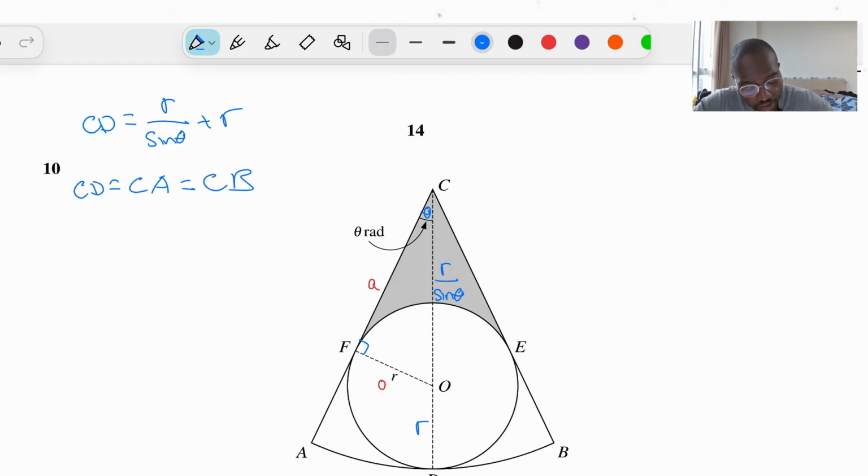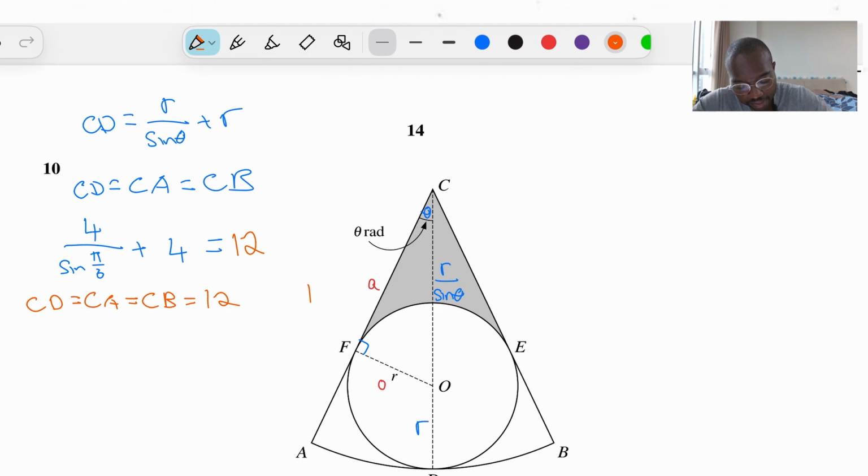So if I just do that here, we know that we're told in the question that R is 4 and theta is pi over 6. Therefore, it would be 4 over sine pi over 6, plus 4. If you were to work that out on your calculators, you would get 12. So we know that CD, which is equal to CA, which is also equal to CB, is equal to 12. Because we know that this is 12 here, this is also 12 here.